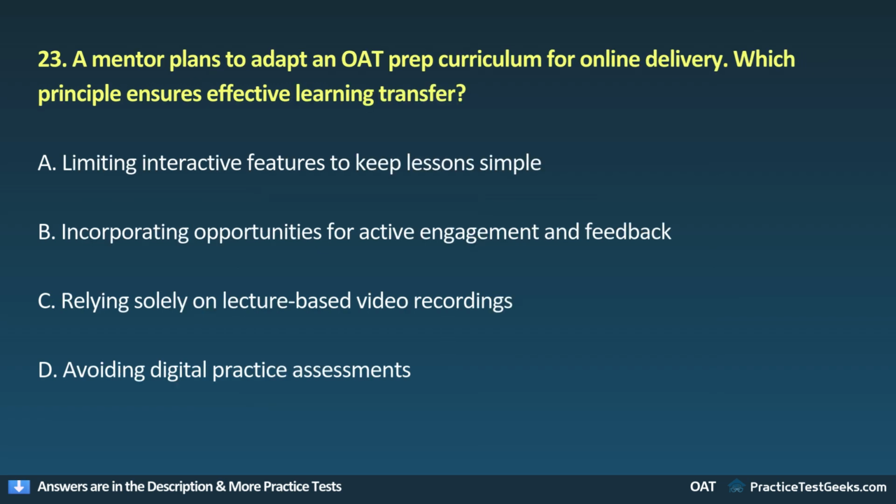23. A mentor plans to adapt an OAT prep curriculum for online delivery. Which principle ensures effective learning transfer? A. Limiting interactive features to keep lessons simple. B. Incorporating opportunities for active engagement and feedback. C. Relying solely on lecture-based video recordings. D. Avoiding digital practice assessments.